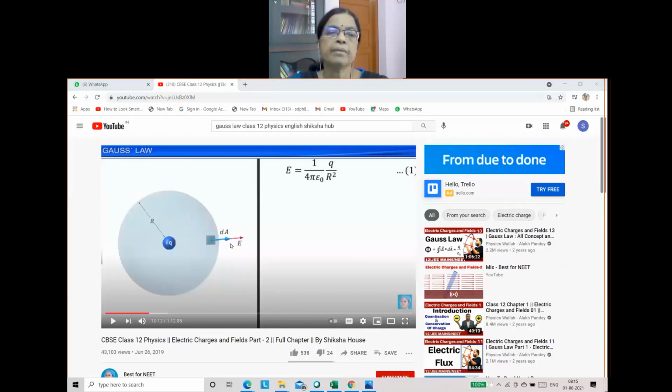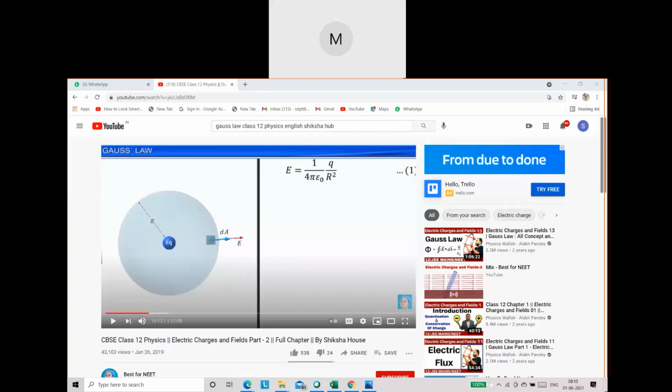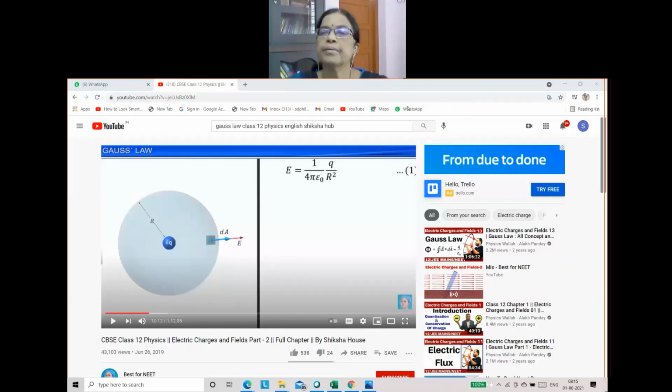Gramya, what is the angle between E and dA? The electric field is outward normal, and the area vector is also an outward drawn normal. They are acting in the same direction, at any point you can take. What is the angle between E and dA?